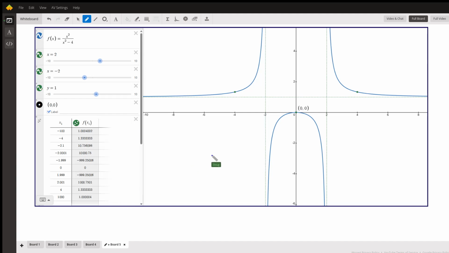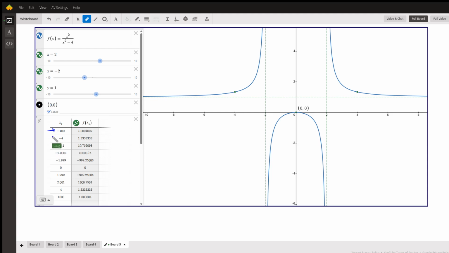If I go to board 5, there's a graph from Desmos. Vertical asymptotes are never crossed. The horizontal asymptote is never crossed. (0, 0) is a relative max. And this table right here shows you what's happening as x approaches negative infinity. We're really close to 1. We'll get closer and closer from above, but never hit that horizontal asymptote.